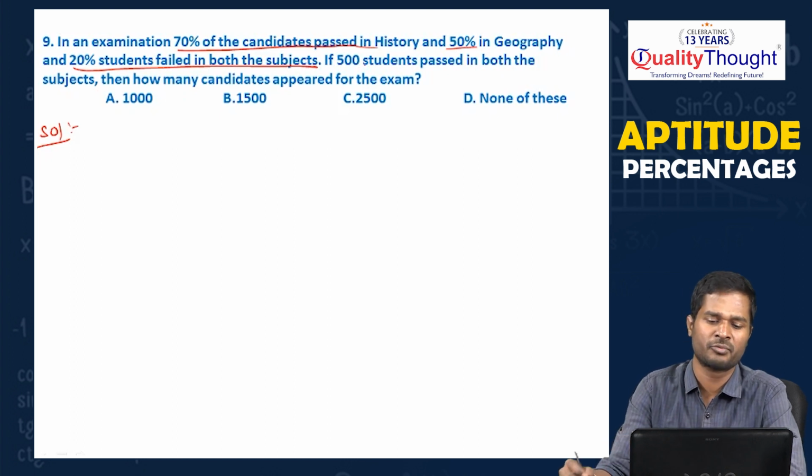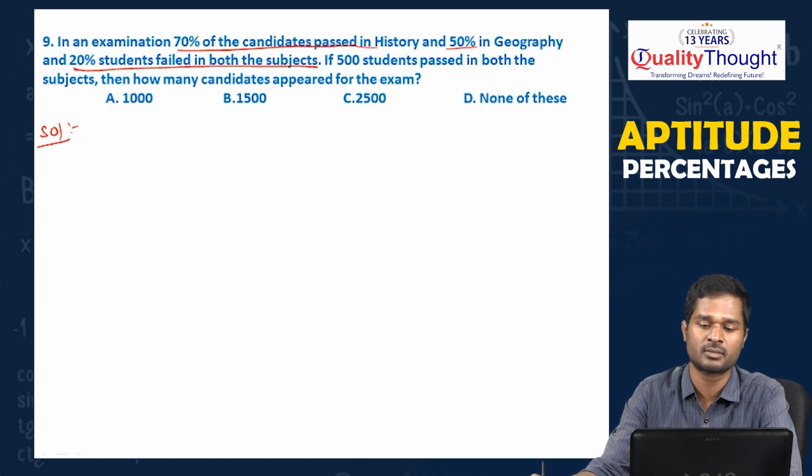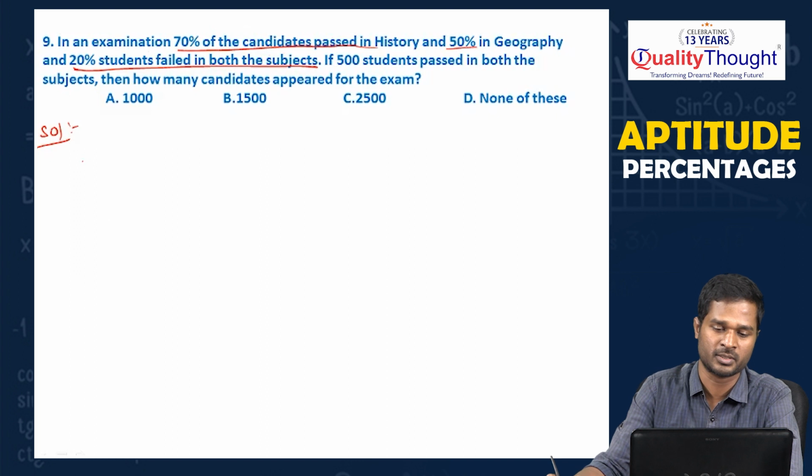There are n number of methods to solve such questions. We will use the Venn diagram method, but before that, as the common value is given in the failure percentage, I will convert the other things also into failure percentage.